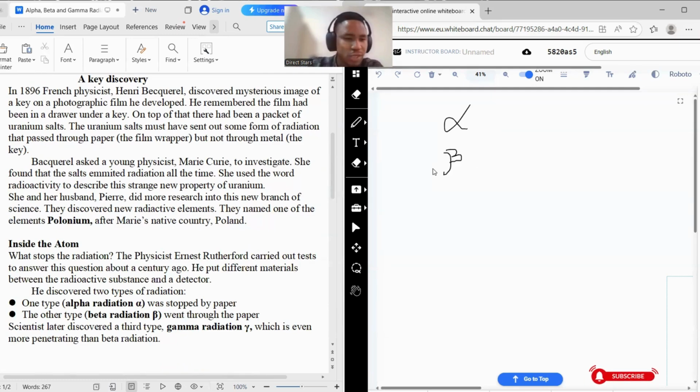How did he discover this? He discovered this radiation because alpha radiation was stopped by paper, I mean, ordinary paper. But there is another radiation that penetrates through this paper, and that is beta radiation. It went through the paper, but we didn't know what stopped beta radiation then. But some years later, we discovered what we call gamma radiation. Since then, we can see that gamma radiation is more penetrating than beta radiation. So we need to understand alpha, beta, and gamma radiation and their penetration range.